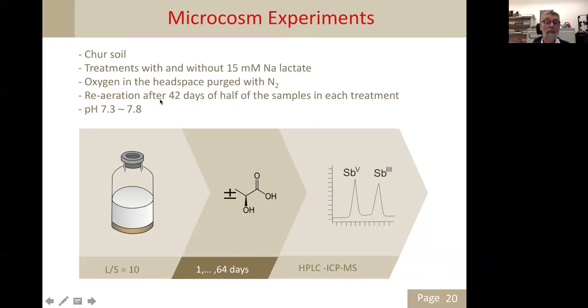And in some samples, half of the samples, Kerstin reopened them after 6 weeks, so as to re-oxygenate them and look at how that would affect the solubility. And all these experiments were buffered, and the pH varied a bit, and was kept as good as possible between 7.3 and 7.8.